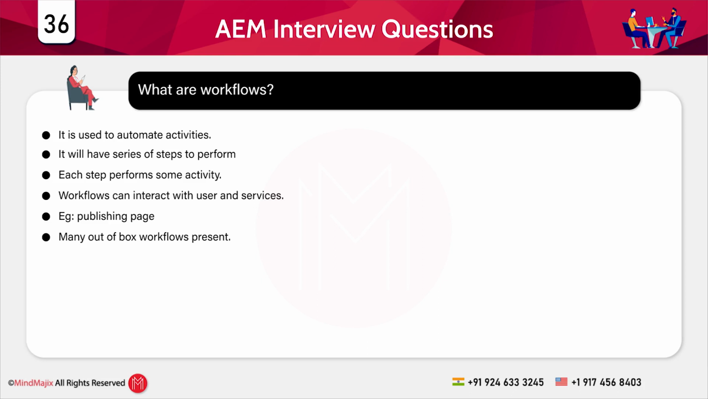DAM Update Asset is the famous workflow that we use. You can go through how it is created. So it is used to automate activities. It will have a series of steps, like a start node and an ending step, and in between we have transitions. You can include your own steps in the middle. And we also have out of box workflows.